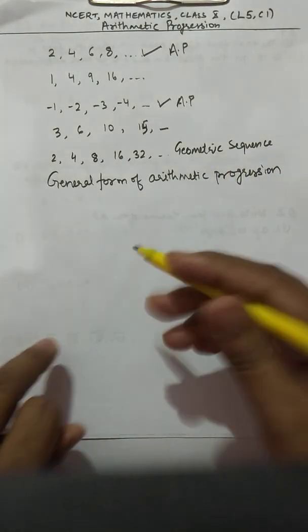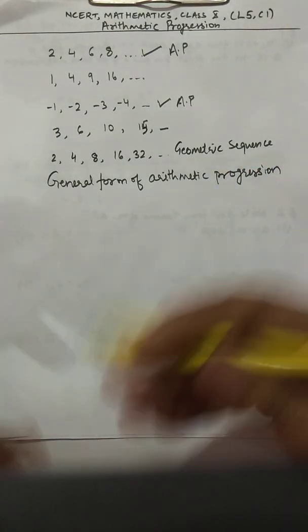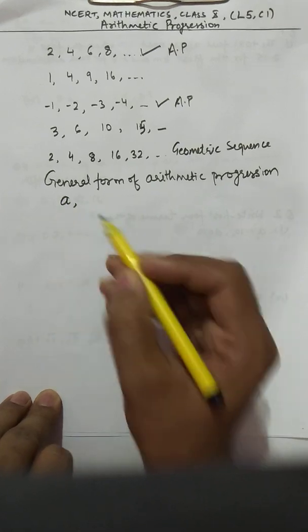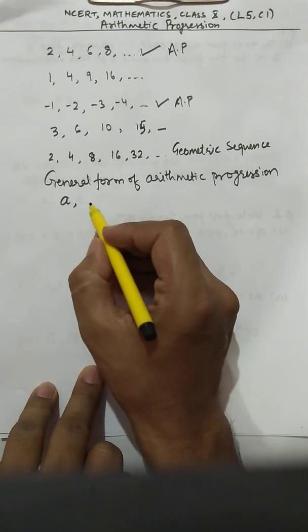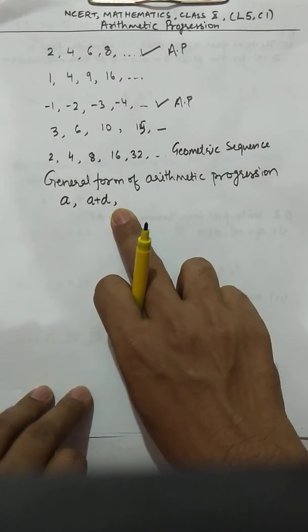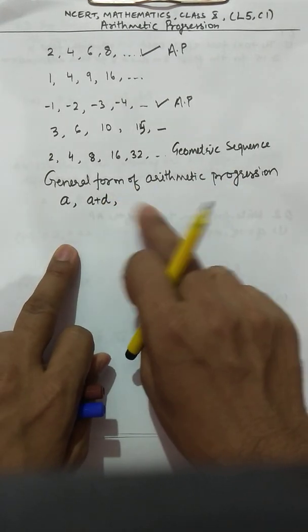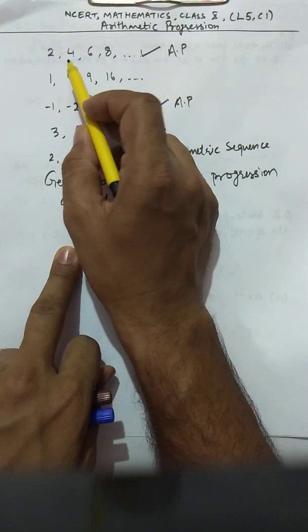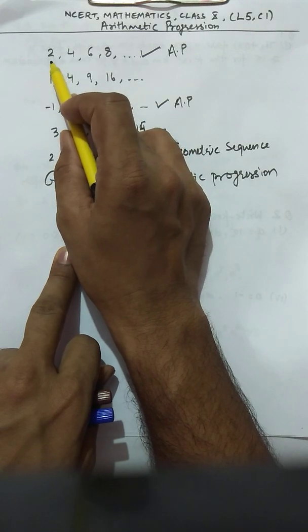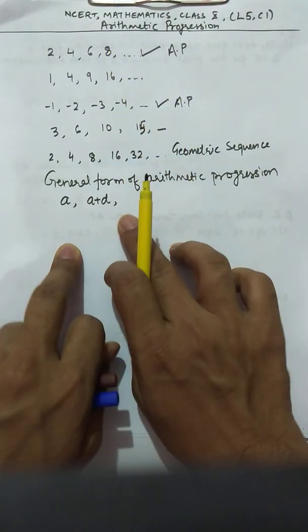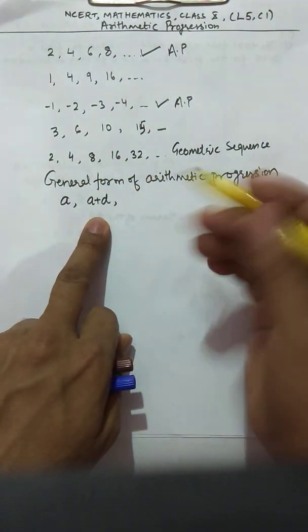So progression means, you can see the word progression means when you go after and after and after. So that means the progression. And the general form is, let's say the first term is a, the next term will be a plus d. d is the number which you add always to the preceding term. For example, here 2 was the d, 2 plus 2 is 4, 4 plus 2 is 6. So you are adding always a fixed number to the preceding term.